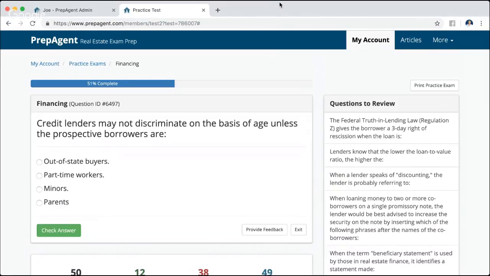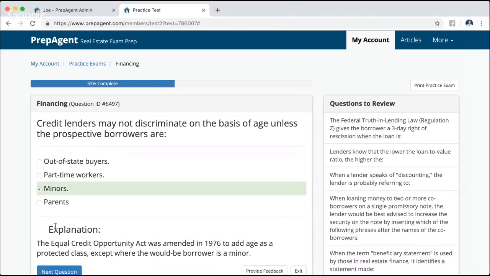Credit lenders may not discriminate on the basis of age unless the prospective borrowers are A, out-of-state buyers, B, part-time workers, C, minors, or D, parents. What do you guys think? And the answer is C, minors.